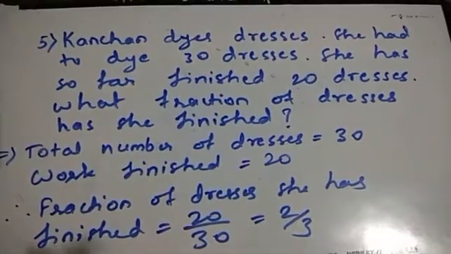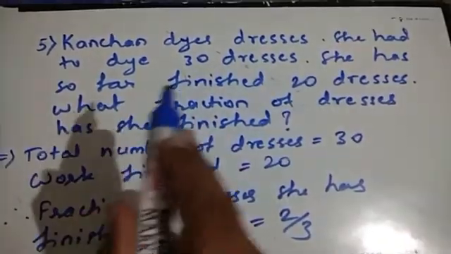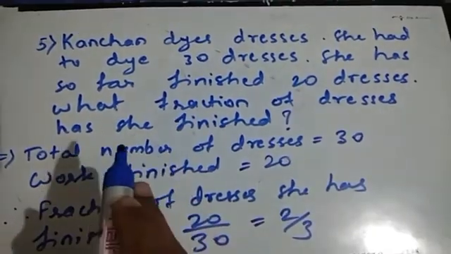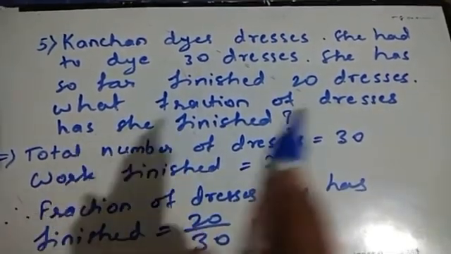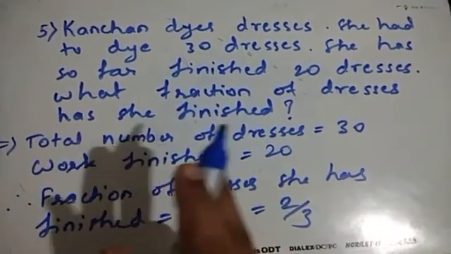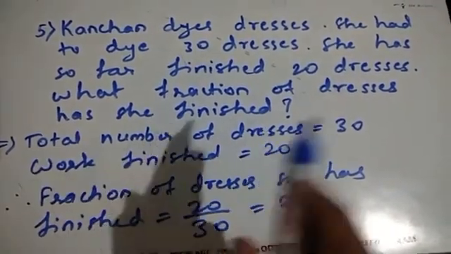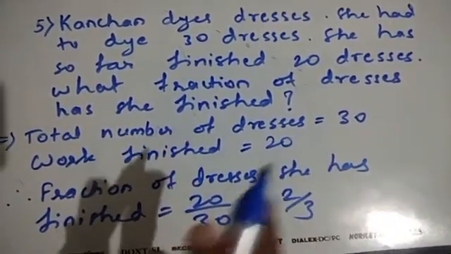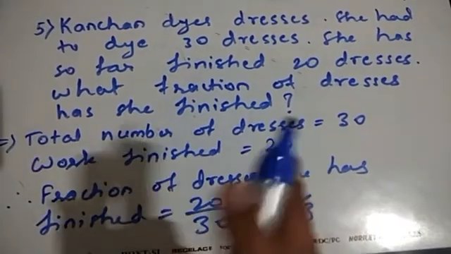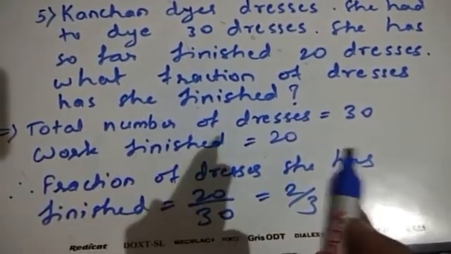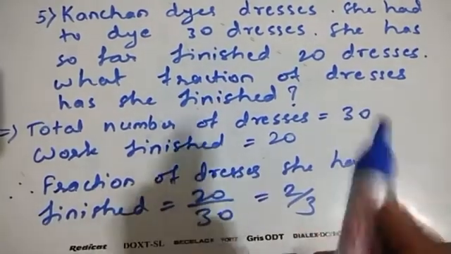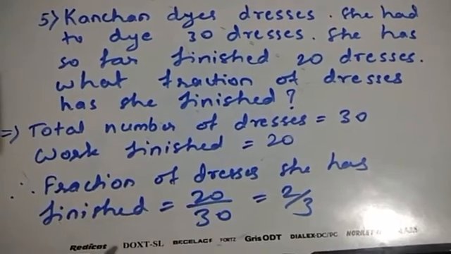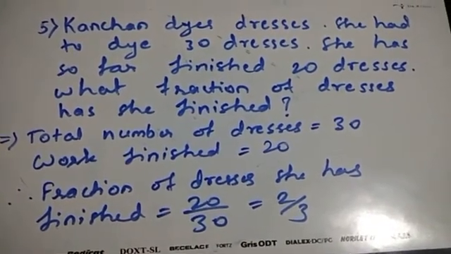See one more question. Kanchan dyes dresses. She had to dye 30 dresses. She has so far finished 20 dresses. What fraction of dresses has she finished? So we need to find out the fraction of dresses that she has finished. First we will write given things. Total number of dresses 30, that is given. Work finished: 20 dresses she has finished. Now we need to write the same things in fraction. So the fraction of dresses she has finished is equal to 20 divided by 30, and 20 divided by 30 is 2 upon 3 when we reduce this to its lowest term. Therefore 2 upon 3 is the required fraction.